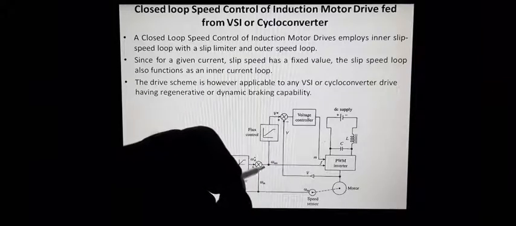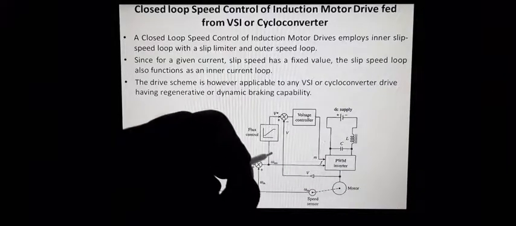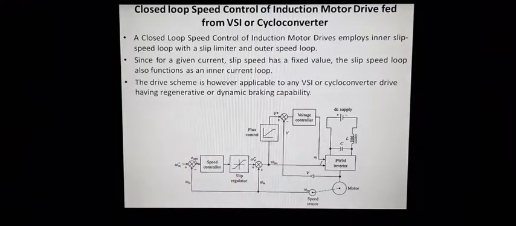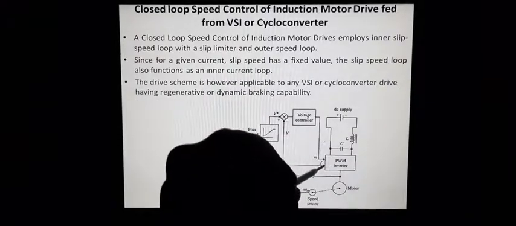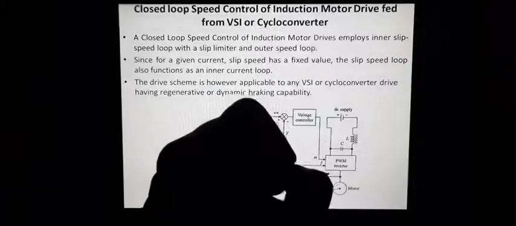So once you are able to obtain the synchronous speed, then definitely from the synchronous speed relation, synchronous speed is equal to 120 f by p. From that particular relation, you will be able to compute the value of frequency. That frequency we will be giving to the inverter.